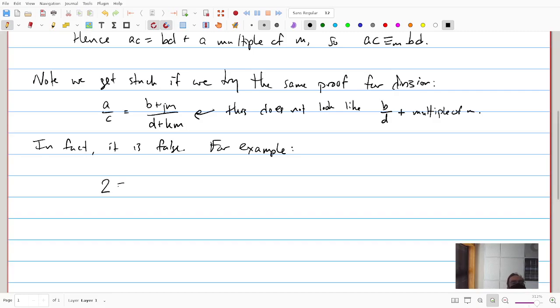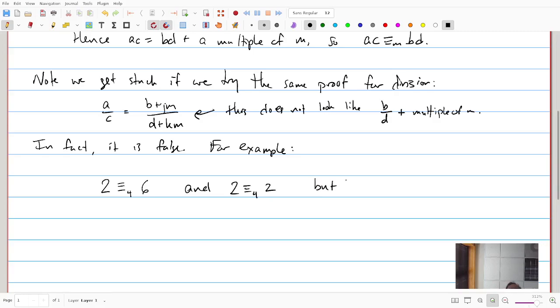2 is equivalent modulo 4 to 6, right? Because you could think of it as they both have a remainder of 2 when you divide by 4, or you could think of it in terms of them being separated by a distance of exactly 4, and so they're in the same place in the cycle, right? And obviously 2 is equivalent to itself modulo 4.